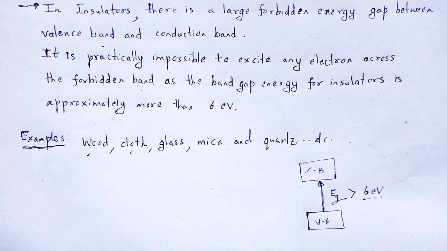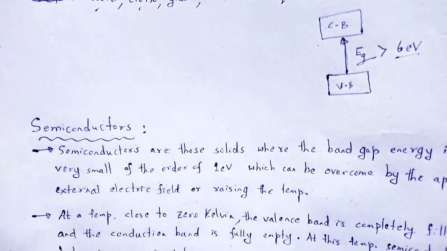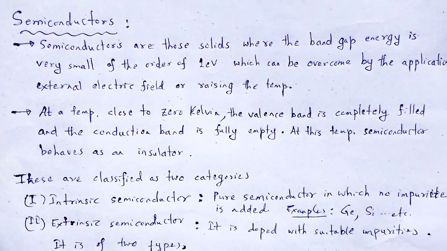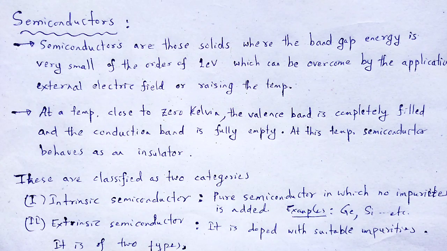Next, for semiconductors. Semiconductors are the solids where the band gap energy is very small, that is of the order of 1 electron volt.